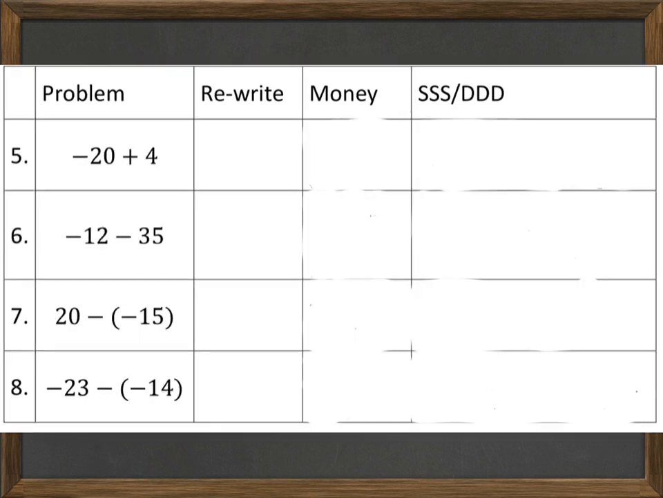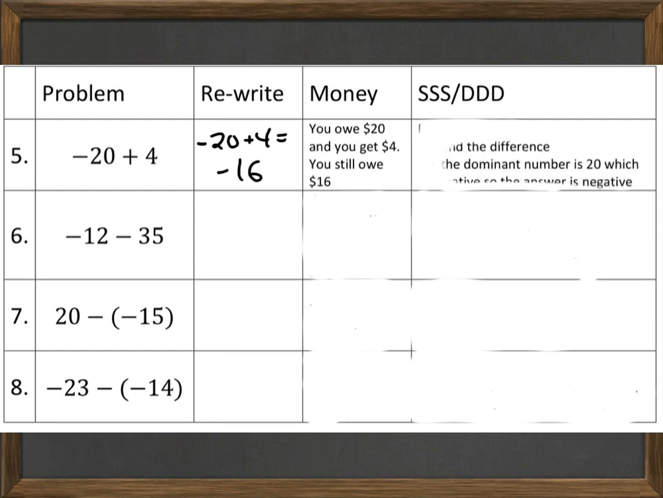Number 5, negative 20 plus 4. Again, not much to do here with rewriting it. Money-wise, this means that I owed $20 and I get 4. As you can see, that $4 is not enough to repay my debt. In fact, I still owe $16. In terms of the SSS-DDD method, you can see that they have different signs, so I find the difference. 20 minus 4 is 16, so I just have to figure out, is that 16 a negative or a positive number? To do this, I look at the dominant term. 20 is bigger than 4. The 20 is negative. Since the dominant term is negative, my final answer will also be negative.